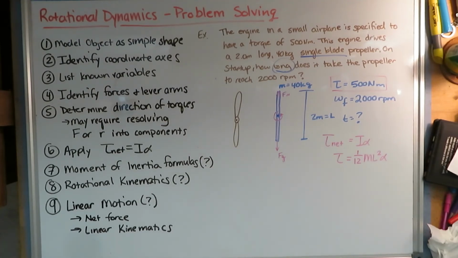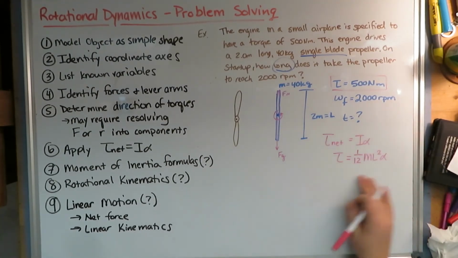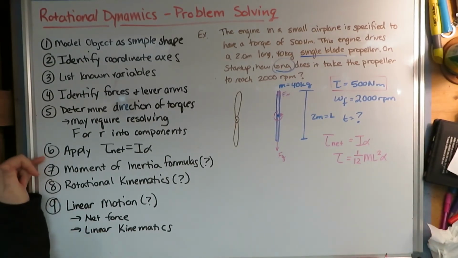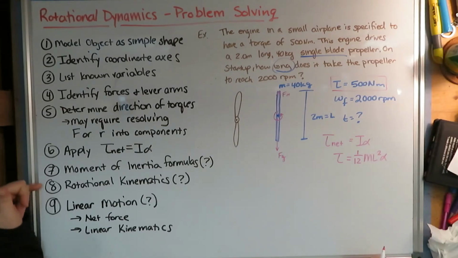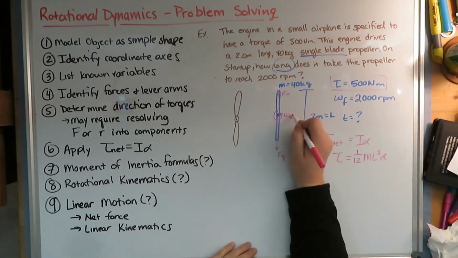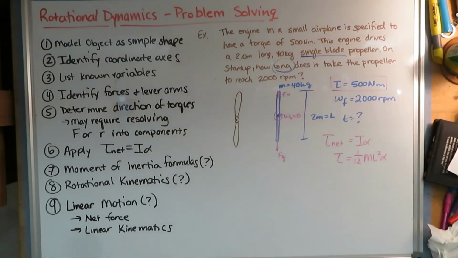The problem here is that it's asking me for time, and Newton's second law for rotation doesn't involve time. So this is where we have to come back down. We've used a moment of inertia formula, so I'm going to need to maybe employ some rotational kinematics. So I'm going to assume that this thing starts at rest, so omega 0 is 0. I know that my final angular velocity is going to be 2,000 RPMs.